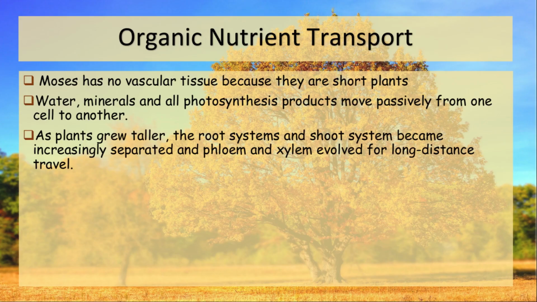So from what we've learned before, short ancient plants like mosses have no vascular tissue. So they transport substances like water and minerals passively from one cell to another. But as plants evolved and grew taller, of course their system changed because they needed to adapt to the new environment. So, for example, xylem and phloem tissue also evolved for long distance travel. Phloem is the tissue that translocates the products of photosynthesis. We will discuss the role of phloem in the next slide.